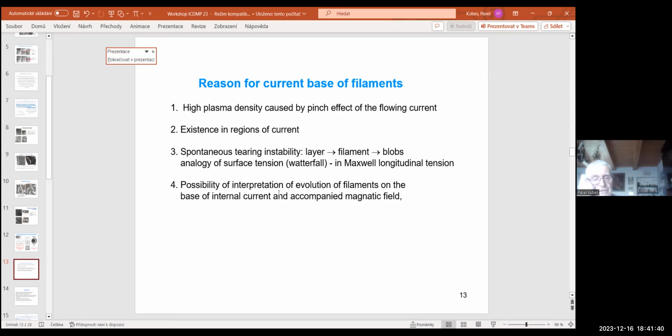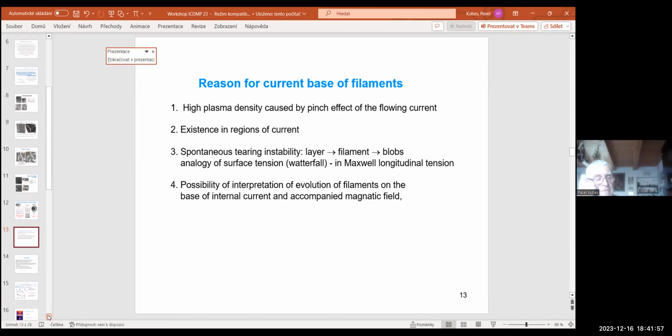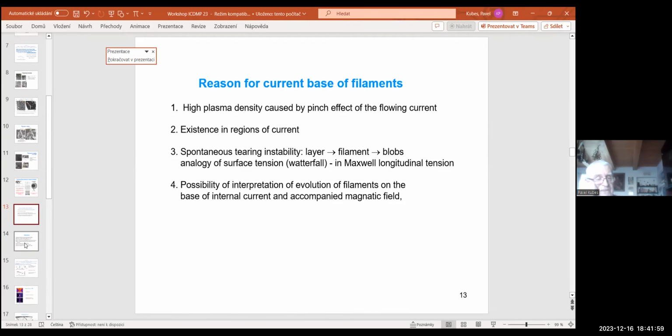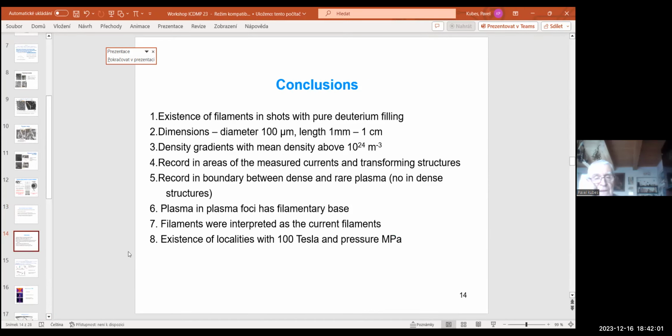So, possibility of interpretation of evolution of filaments on the basis of internal current and accompanied magnetic field, which may be the way how to obtain the small sources of fast neutrons. Conclusions. We can conclude that filaments exist in shots with only pure deuterium filling.